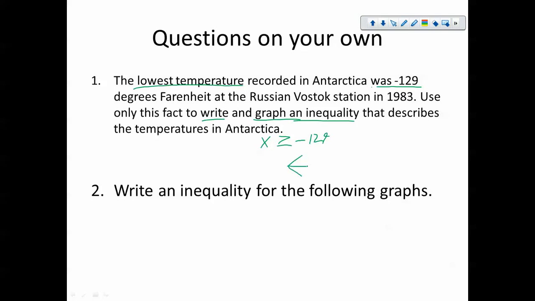And if I was going to graph that, there's my negative 129. Let's add a couple numbers just for flavor here. So how do I graph this thing here? First of all, it's a closed circle on negative 129. And we are representing all of the numbers larger than negative 129, which means we are going to the right.